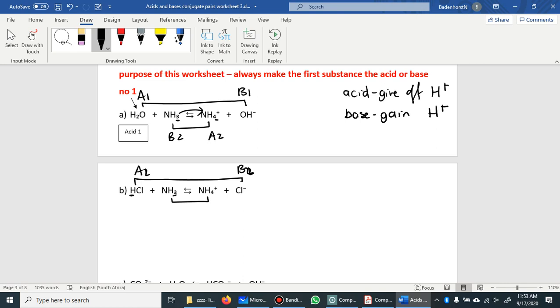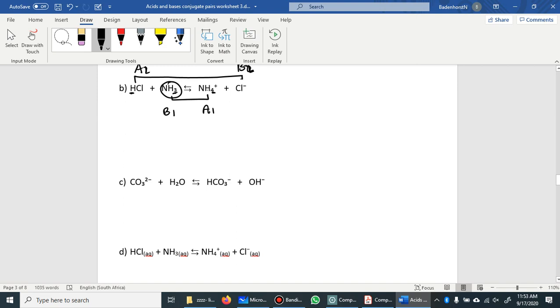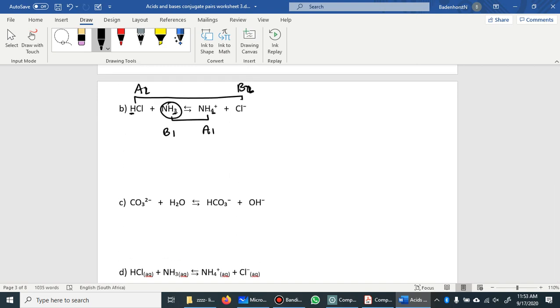Then NH3 to become NH4 plus. What would NH3 have to do to become NH4 plus? It would have to gain a hydrogen, right? So if this thing needs to gain a hydrogen, it makes it a base, and that makes this one the acid. Okay, I'm going to keep writing this every time we go onto a new page.